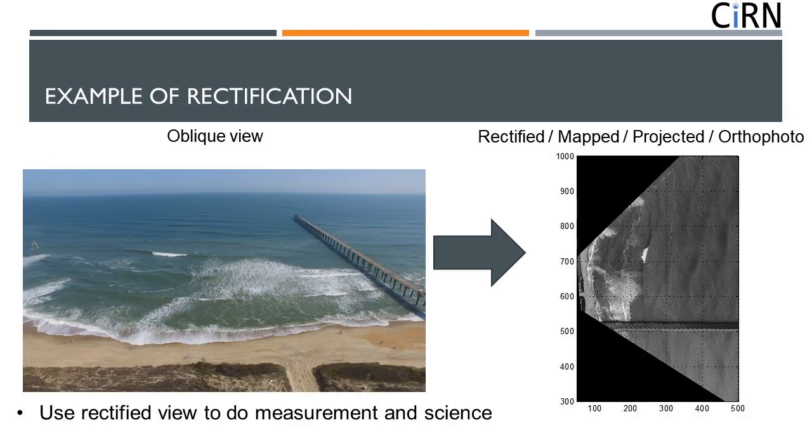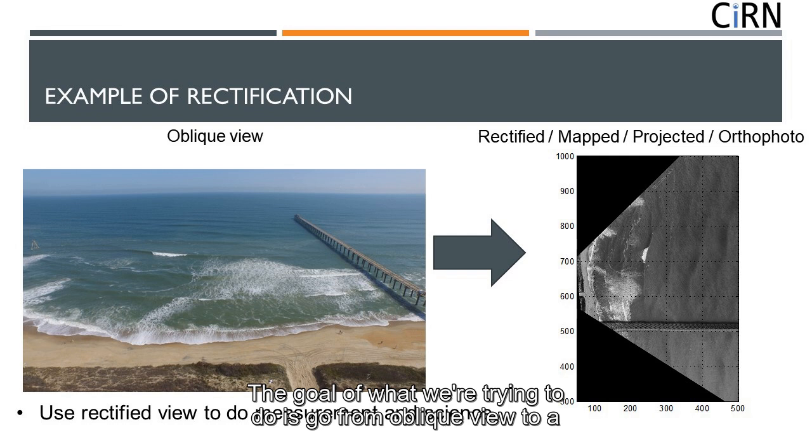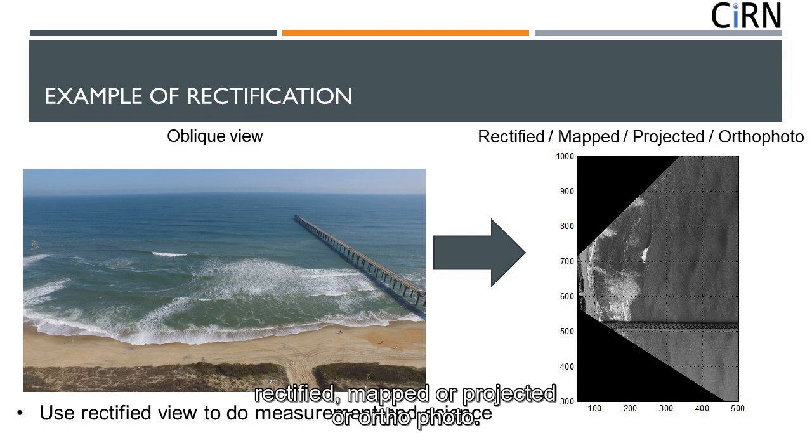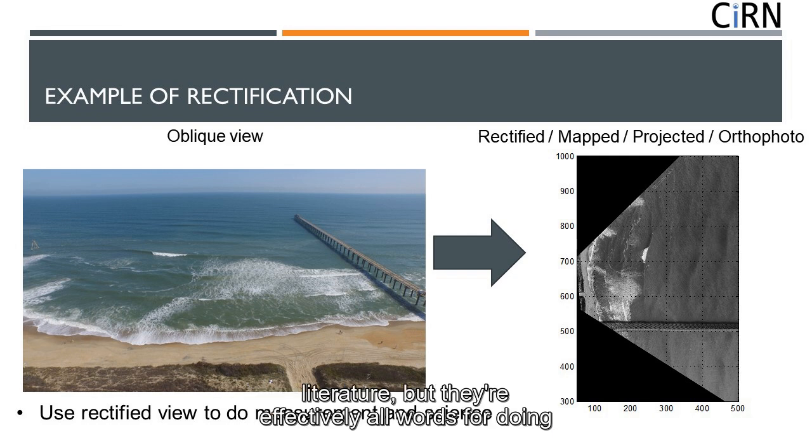All right, the goal of what we're trying to do is go from oblique view to a rectified, mapped, or projected image, or orthophoto. Those all effectively mean the same thing. You're going to see them called different things in different literature, but they're effectively all words for doing the same thing.